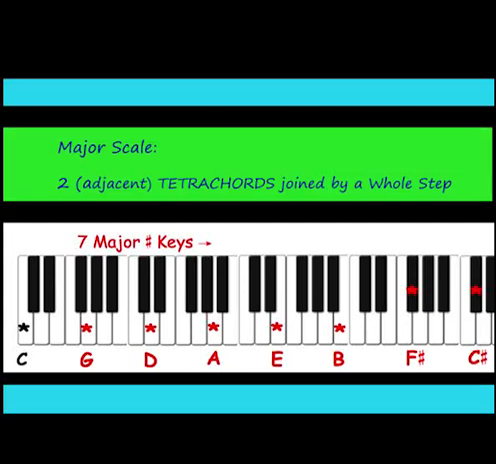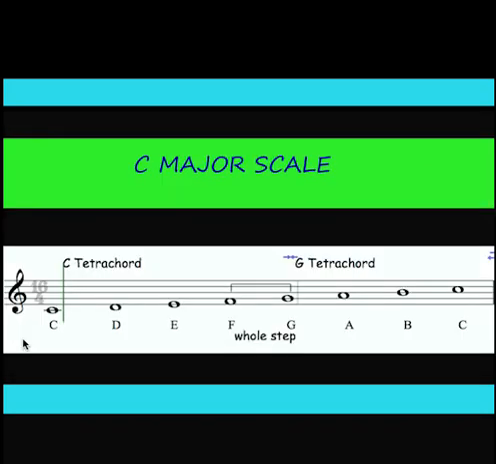A major scale is built from two tetrachords joined together by a whole step. Let's look at the C scale. We have the tetrachord of C, and then the whole step goes from F to G, and then the tetrachord of G is on top. That's it for C major scale. It's the only major scale that has no accidentals.